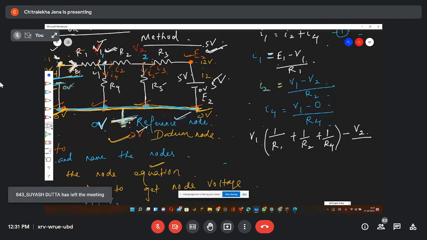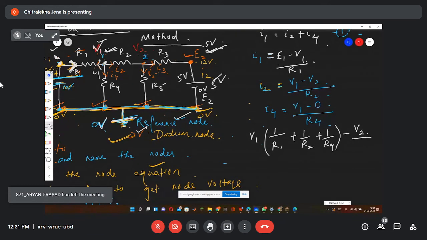That is your datum node, which is at 0 potential. The datum node's voltage will be 0 every time. The datum node is what we have taken as reference. All the node voltages are measured with respect to the datum node. Okay, ma'am, got it.